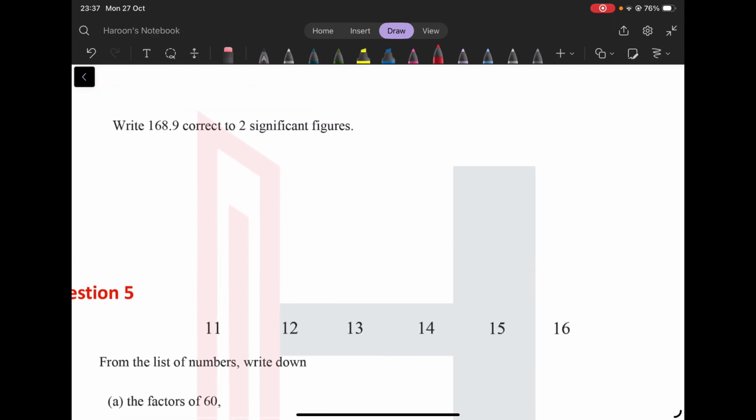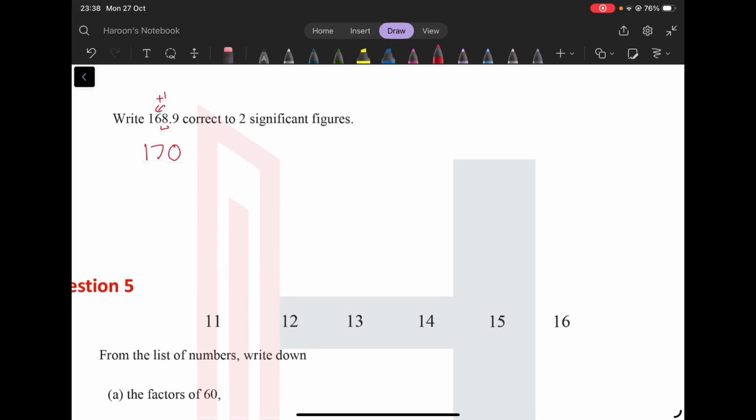Write this correct to two significant figures. So my third significant figure is this 8. This is 5 or greater than 5. So I add 1 to the previous digit. So I write 6 becomes 7. But this is not the final answer. Every number before the decimal has to be replaced by 0. So I need to write 0 over here. Otherwise this would not be correct. 170 becomes the final answer.